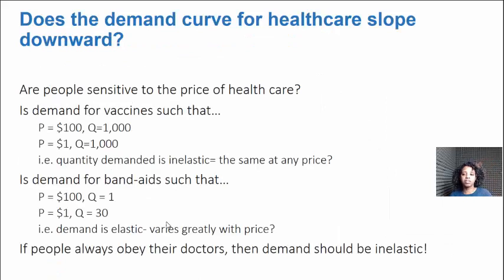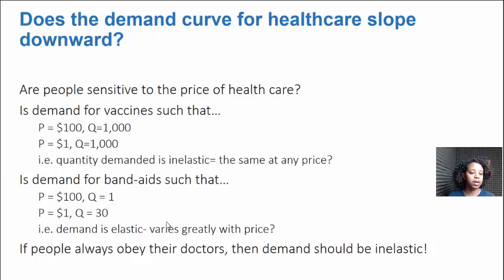So the question is, is healthcare one of those kinds of goods, like normal goods, where when the price goes down, people buy more of them? Is healthcare one of those kinds of goods with a downward sloping demand curve? Are people sensitive to the price change in healthcare?